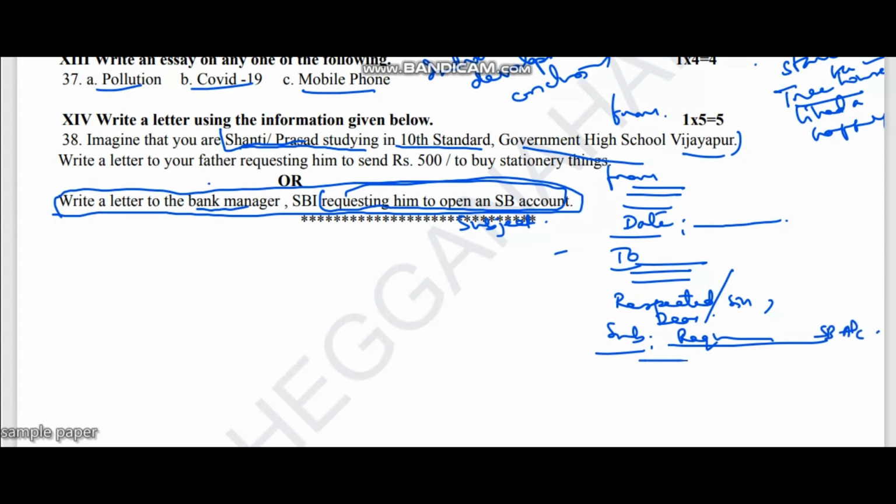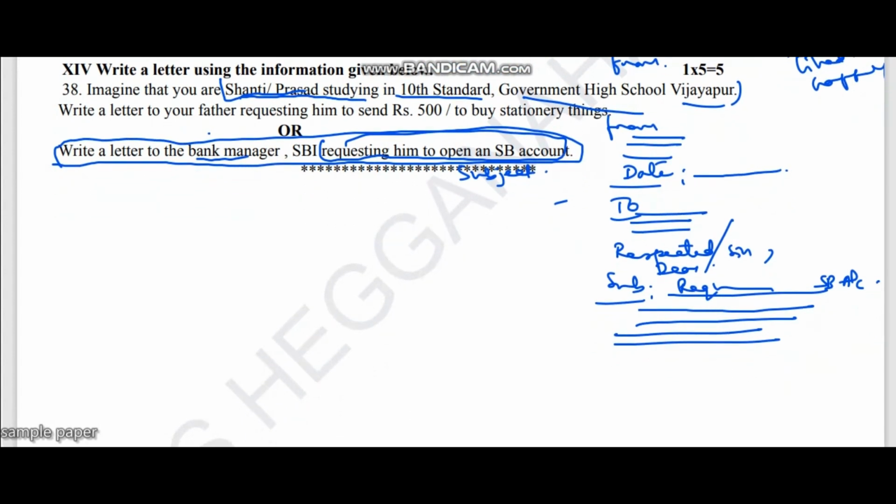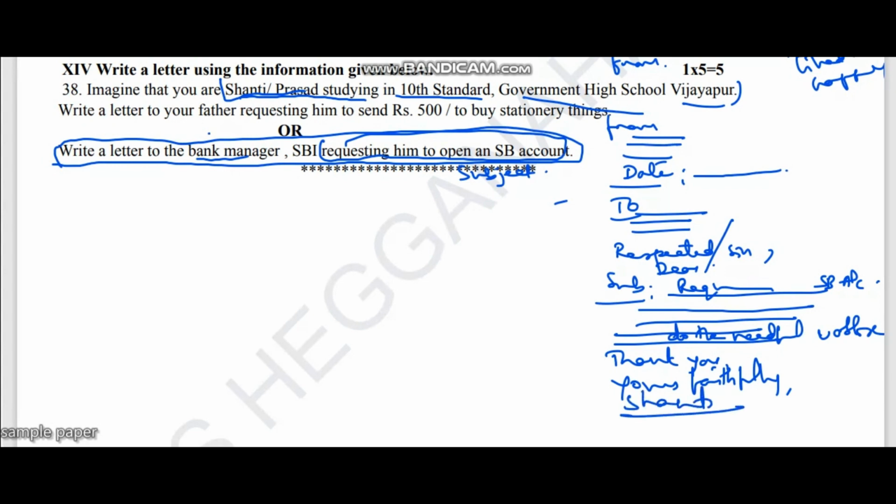In the body of the letter, you will frame at least 5 to 6 sentences. With due respect, I would state that I am Shanti, studying in 10th standard Government High School, Vijaypur, and I would like to open an SB account in your bank. So I request you to do the needful and oblige. Thank you. And you will end the letter. Yours faithfully. Here you will sign Shanti. This way.